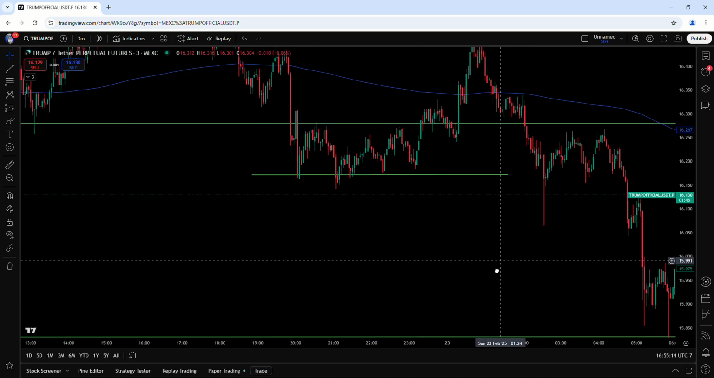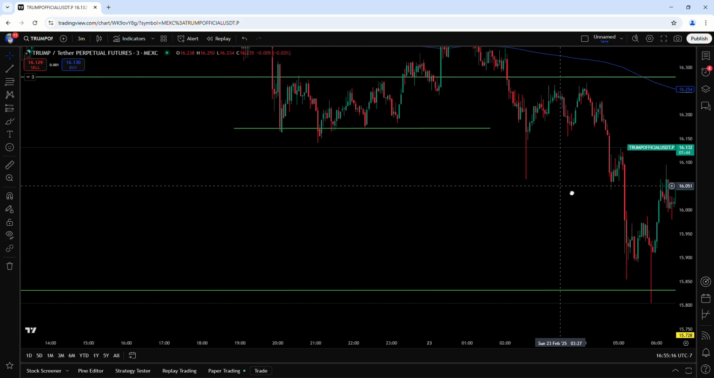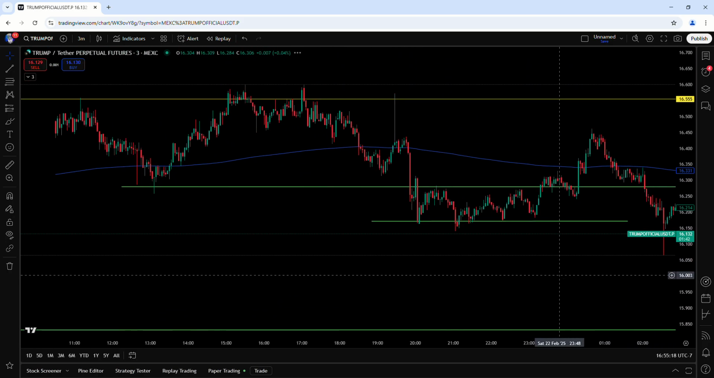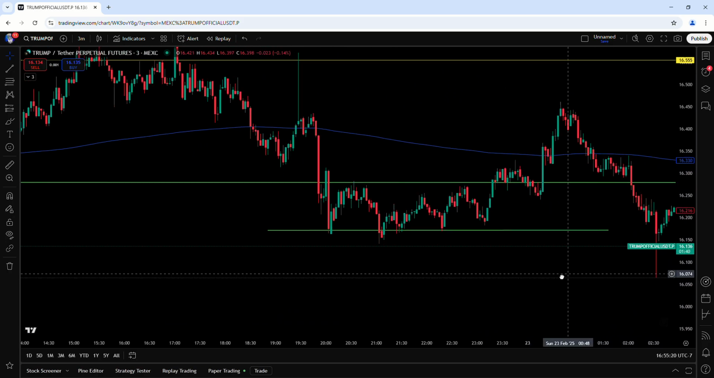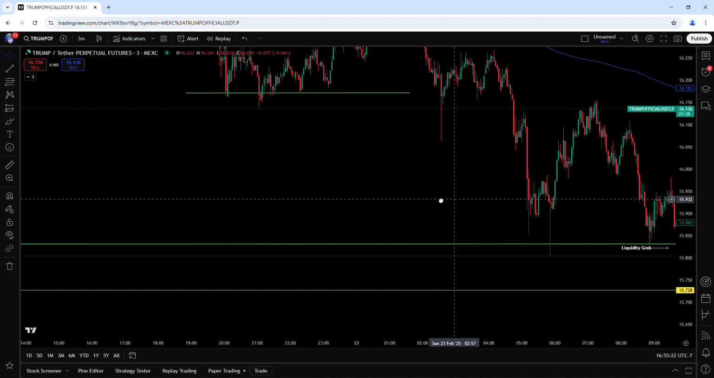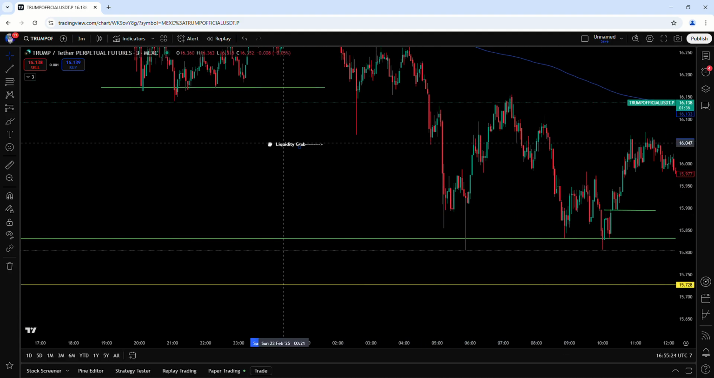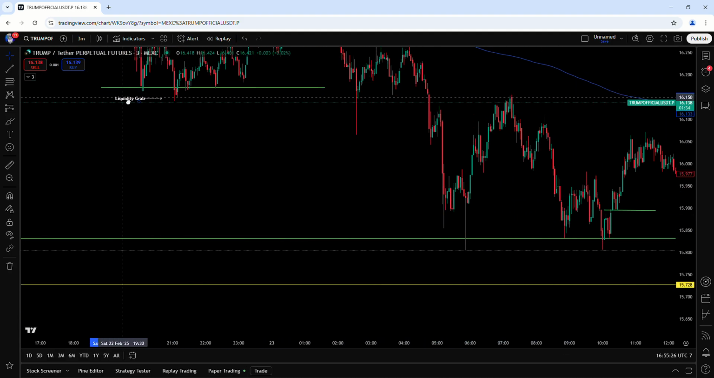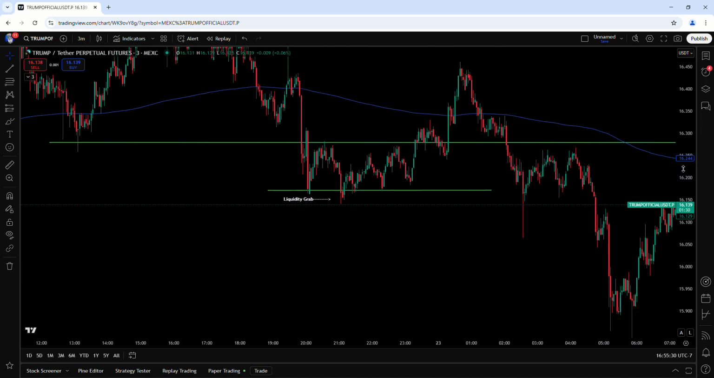Okay, let's go to another plot on the chart. Go back in time here. Same, I'll take my liquidity grab text here. You guys can see it right there. Same exact thing. Okay, this happens over and over.